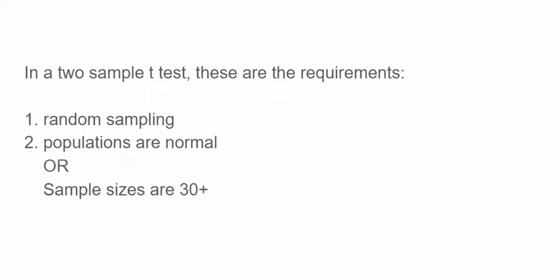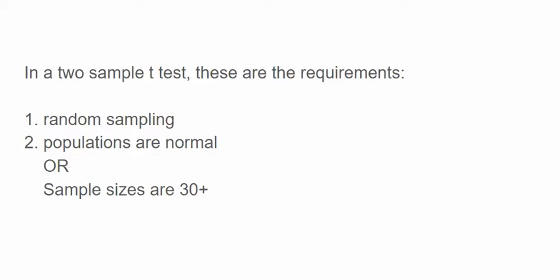So to run a two-sample t-test, you need to meet these requirements. You need to have random sampling. You need to do random sampling from two populations, actually, because when you're interested in the means of two populations, you have to sample both of those populations. So it's random sampling from two populations, and either the two populations have to both be a normal distribution, or the samples have to be 30 or larger.